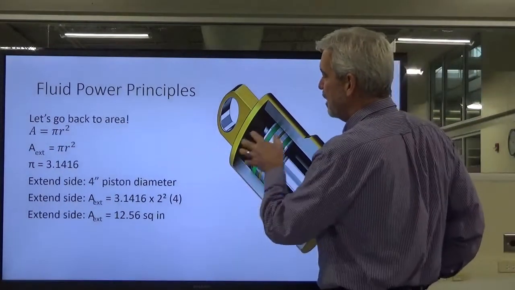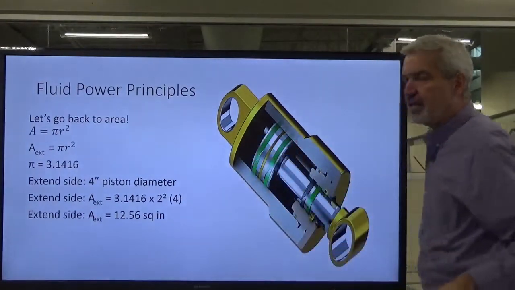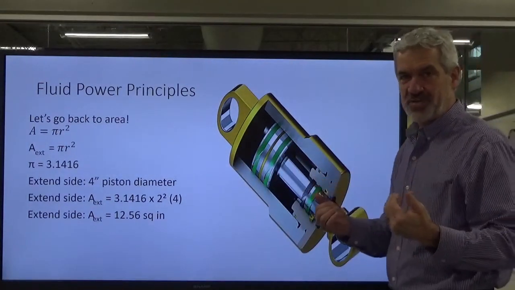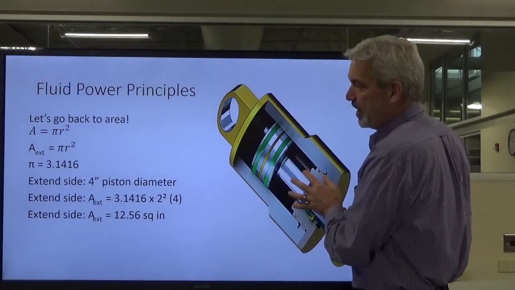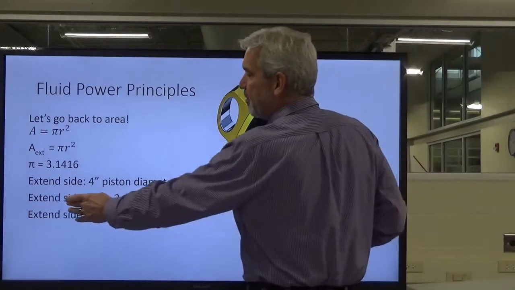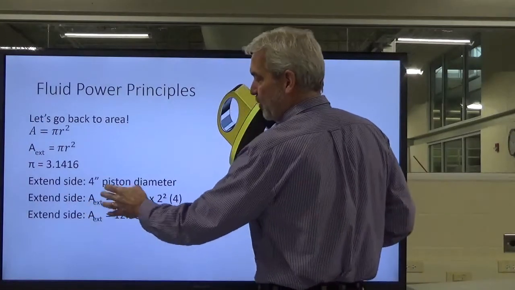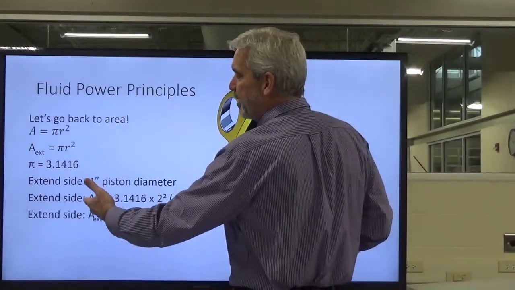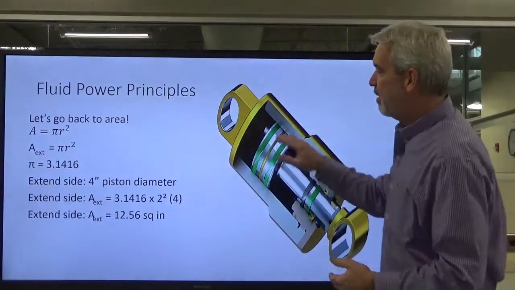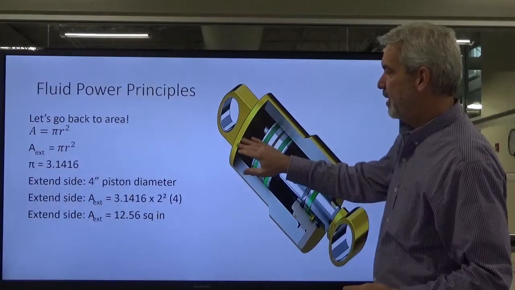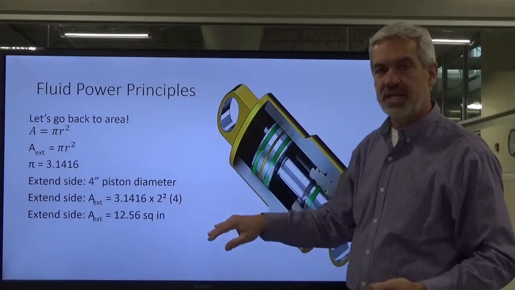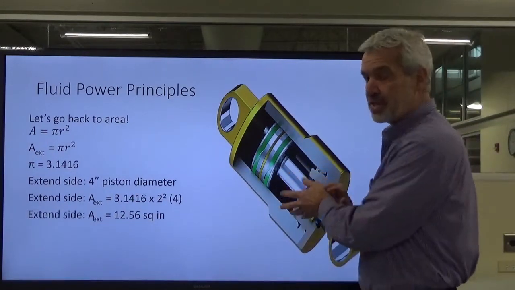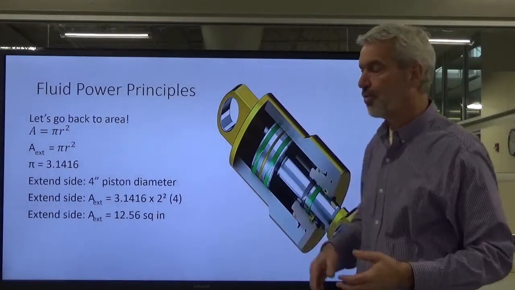But first of all, let's talk about the cap end. Okay, that's on the extend side of the cylinder. Okay, and we differentiate the extend side from the rod side when we write this by saying the extend side is A, or the area, when we're talking about the area sub EXT. The area of the extend side is known as A sub EXT. That's how you differentiate from the return side. We'll talk about that shortly.